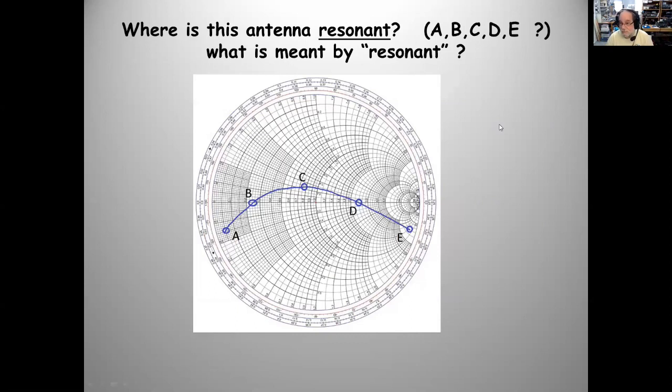All right, now it's time for a quiz. I'm a former professor, so time for a quiz, folks. So here's a Smith chart, and I've marked locations A, B, C, D, E. My question to you, and I want you guys to unmute and talk to each other: where is this antenna resonant? Obviously, this is a fake antenna, but that's okay. I'm stopping talking. Talk to each other.